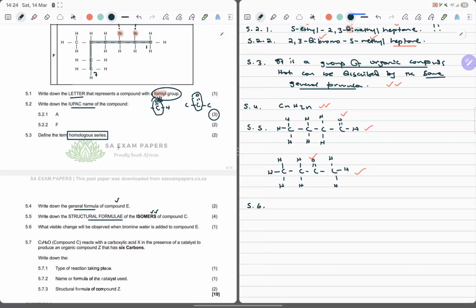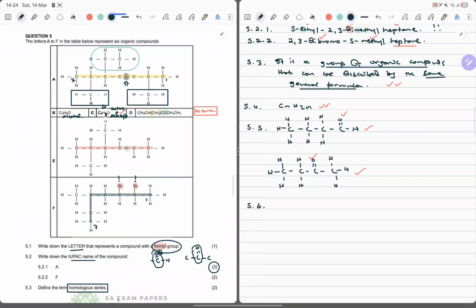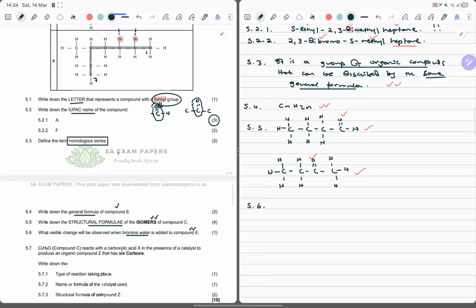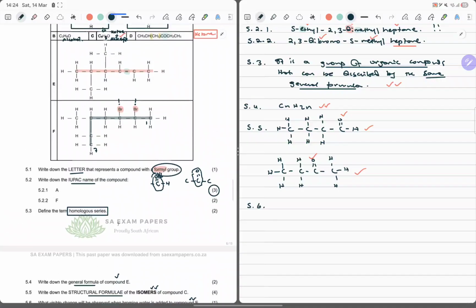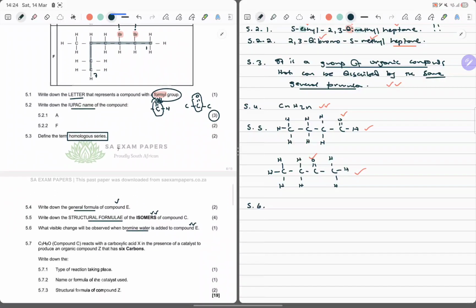Right, what visible change will be observed when bromine water, now this is part of the experiments we've done, is added to compound E? Obviously, it becomes colorless. You see that brown water disappears color because an addition reaction will take place. So we can say it decolorizes, or it becomes colorless. Okay, the brown water changes to colorless.